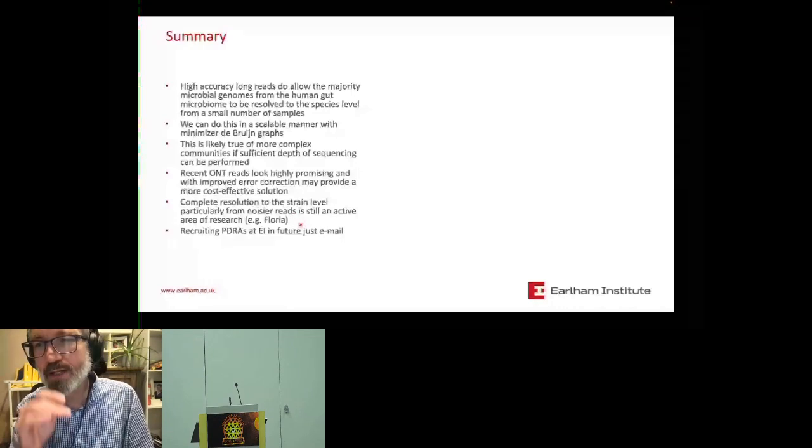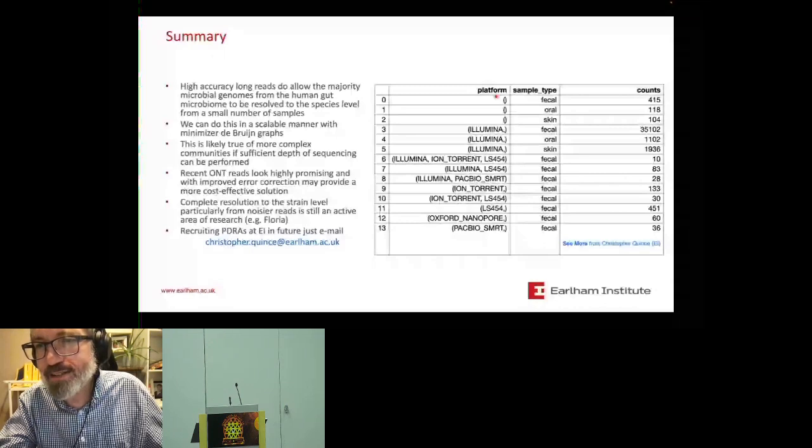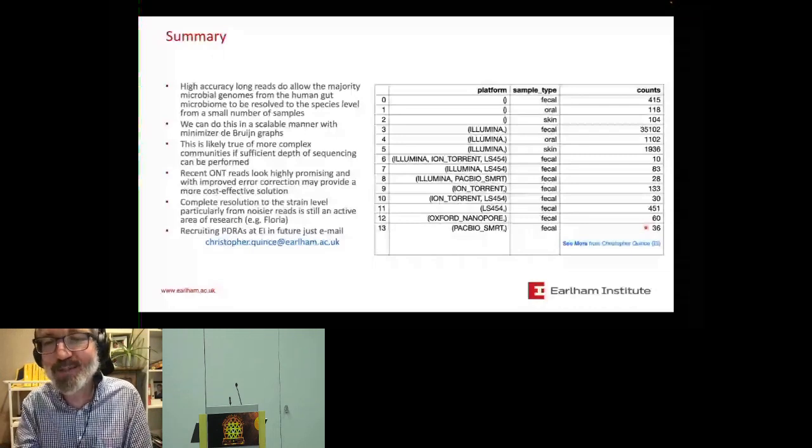One thing to bear in mind though is we're putting all this effort into long reads, but this is something I asked one of my postdocs to look at. So this is the JGI gold standard data sets. The fact is there are 35,000 fecal samples from Illumina metagenomics, and there are only 36 PacBio and 60 Nanopore. I was actually quite surprised at how few Nanopore there are. So the question is, do we really need these tools if nobody's actually doing long read sequencing, which is something to think about.